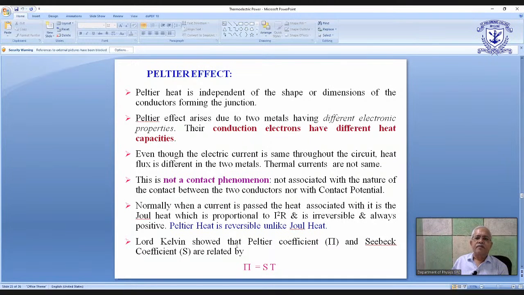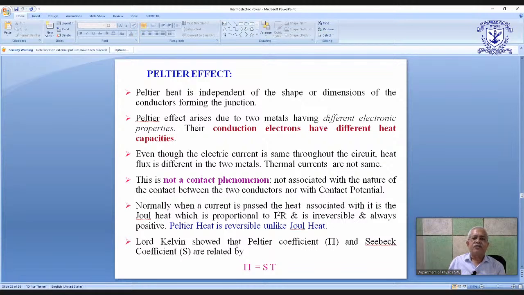Peltier heat, or the heat generated at the junction in a thermocouple device, is seen to be independent of the shape or size or dimensions of the junction. It doesn't depend upon whether the junction is big or small or has a certain shape. This is very interesting because it allows design of some experiments to determine the Peltier coefficient.